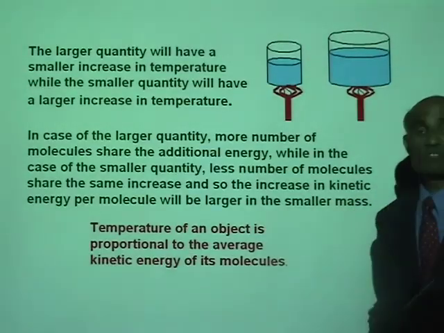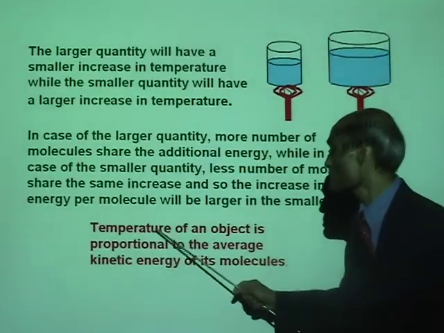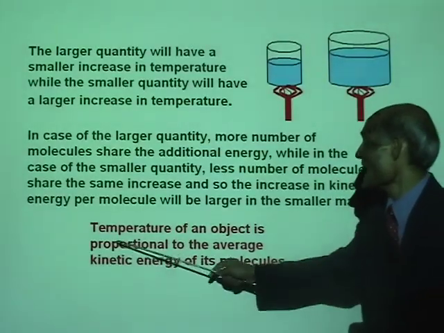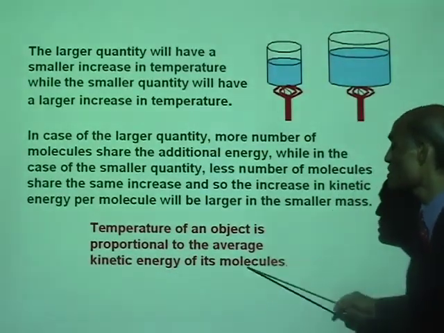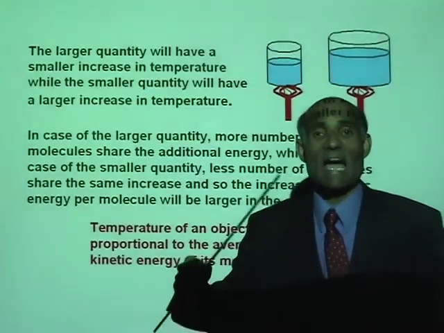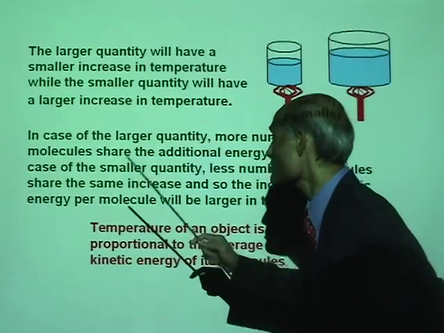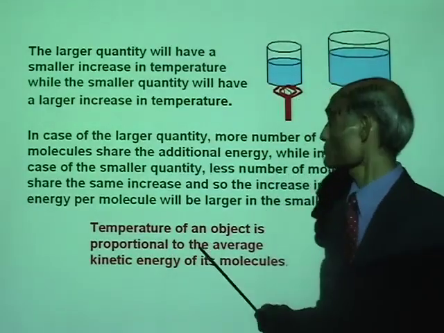So look at the way I'm going to define temperature. Temperature of an object is proportional to the average kinetic energy of its molecules. Average kinetic energy per molecule is a measure of the temperature.